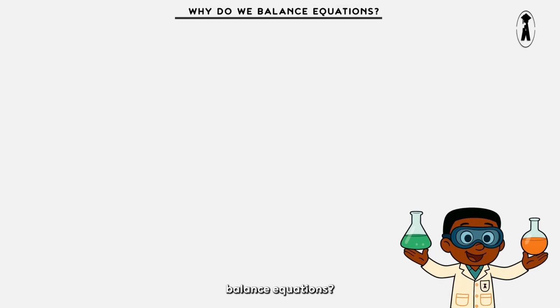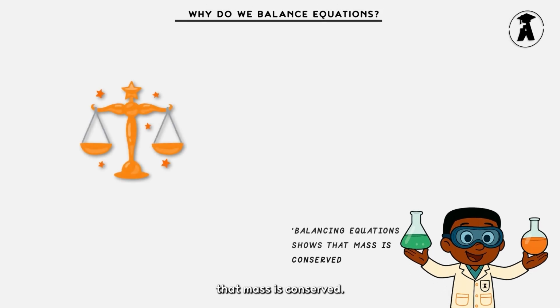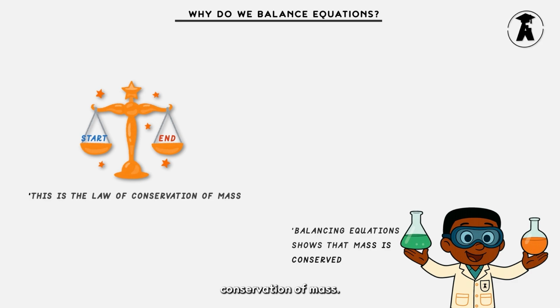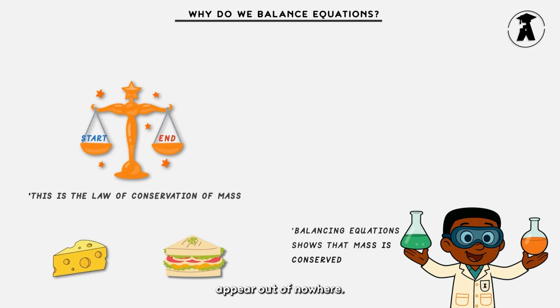But why do we balance equations? Balancing equations shows that mass is conserved. What you start with is exactly what you end up with, just rearranged. This is the law of conservation of mass. It's like making a sandwich. You can't use more bread than you have, and you can't make extra cheese appear out of nowhere.